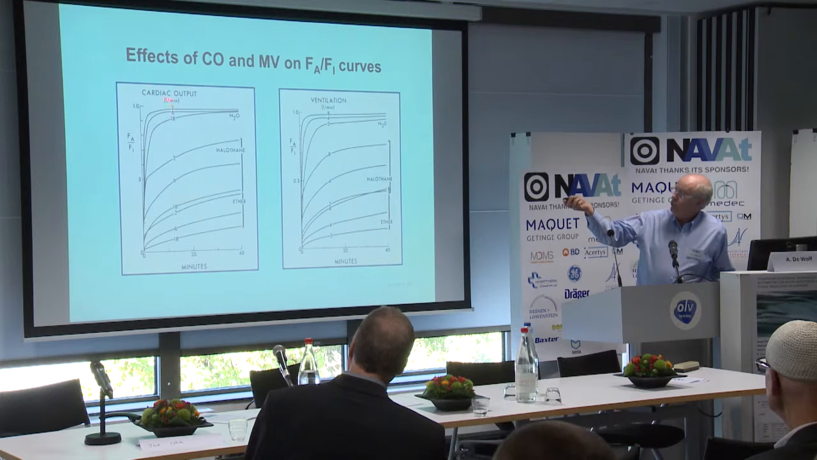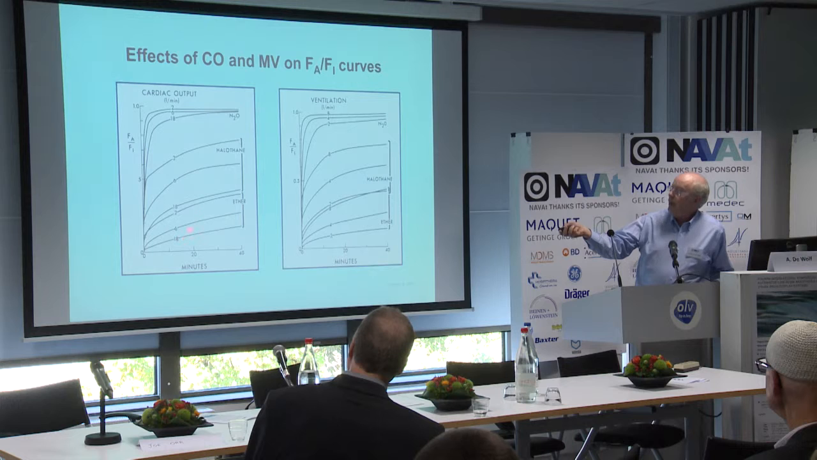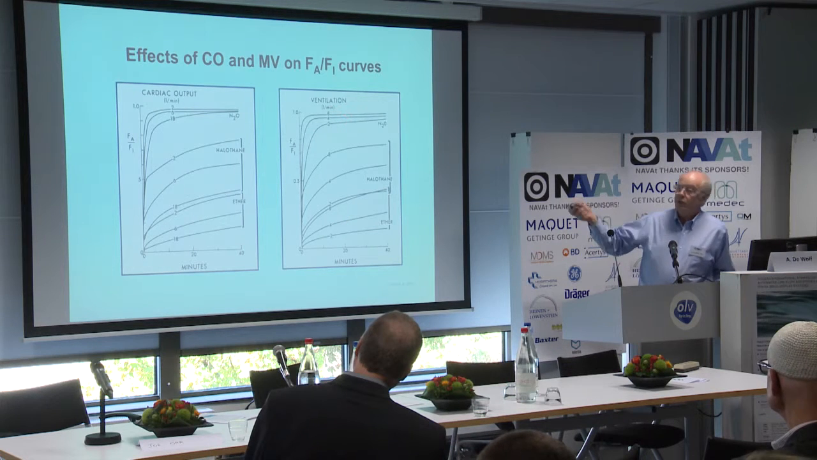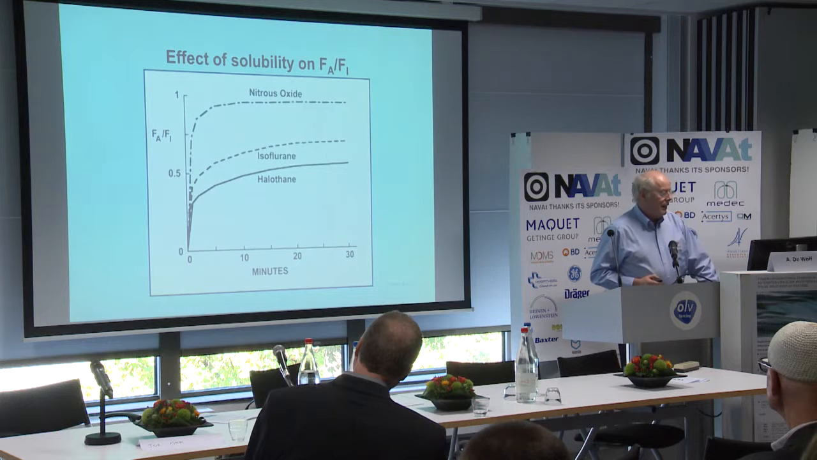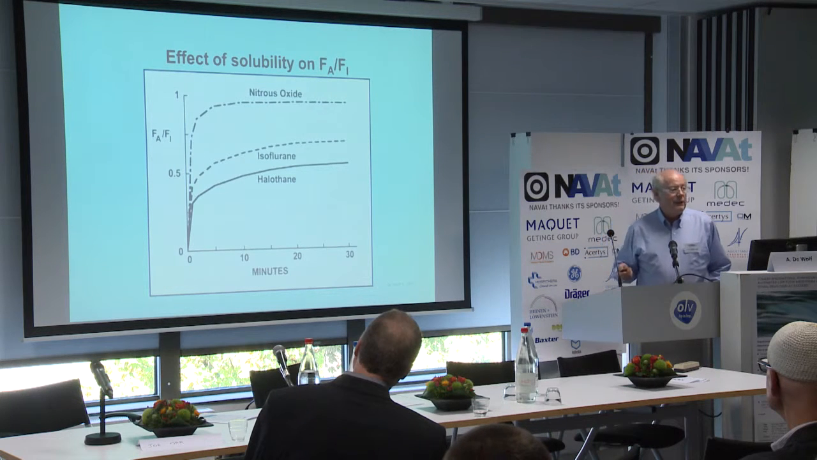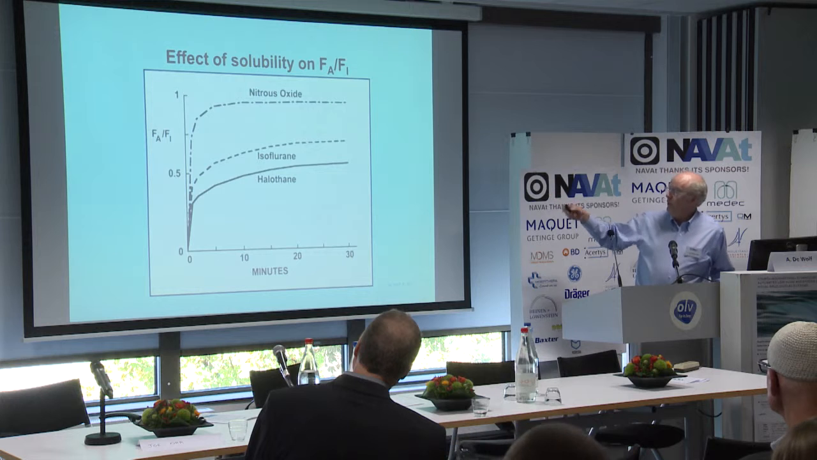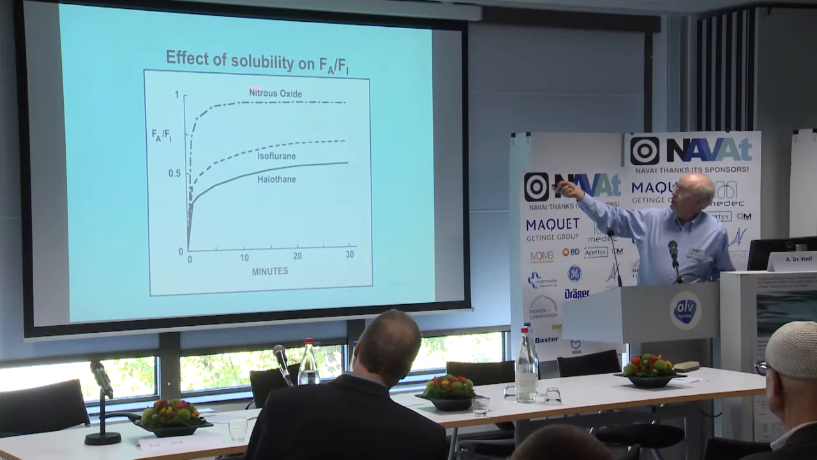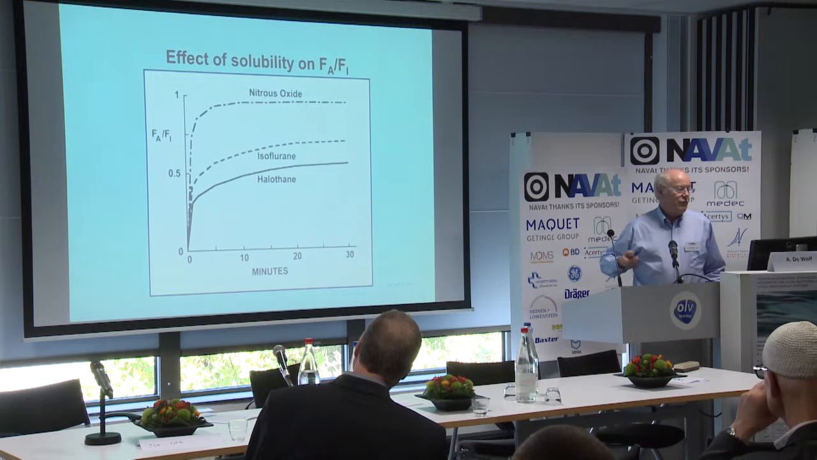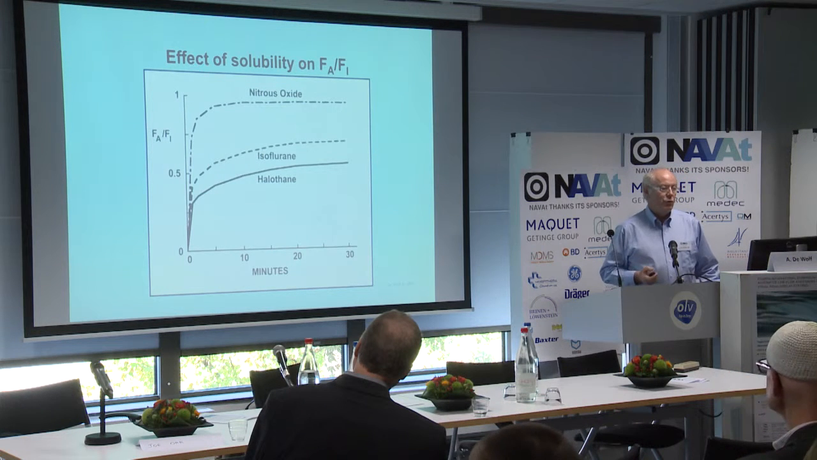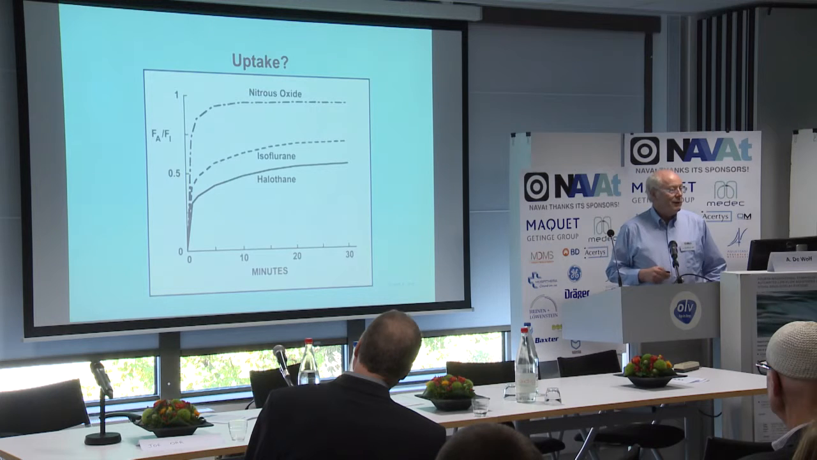Increase in cardiac output will push the curve down, and that's more significant for higher soluble agents than less soluble agents. We know what the effect is of ventilation. If we increase minute ventilation, the curve is pushed up. And again, that's more significant for high soluble agents than for less soluble agents. And we know what the effect is of solubility on the position of the curve on this graph. We know that the higher the graph is, the less soluble the agent. Therefore, the faster the Fa approaches Fi. But the question is, where is uptake in all this? It's just not there.